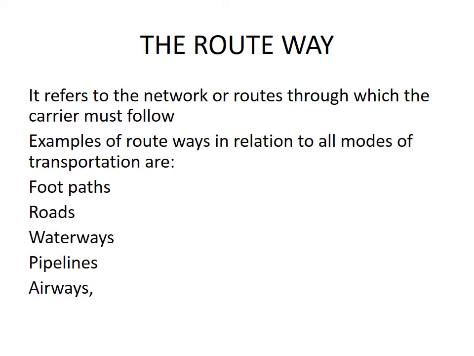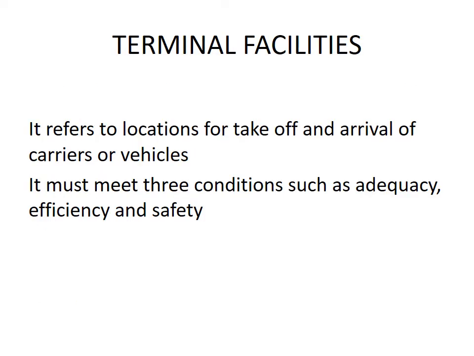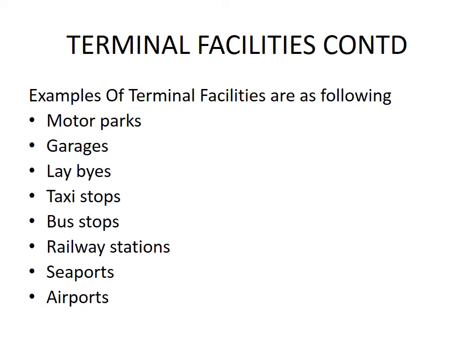and also the airways. The terminal facilities, that is the second one, refers to the location for takeoff and arrival of the carriers or vehicles. It must meet three conditions: adequacy, efficiency, and safety. Examples of terminal facilities are the motor parks, the garages, the lay-bys, the taxi stops, the bus stops, the railway stations, the seaports and the airports.